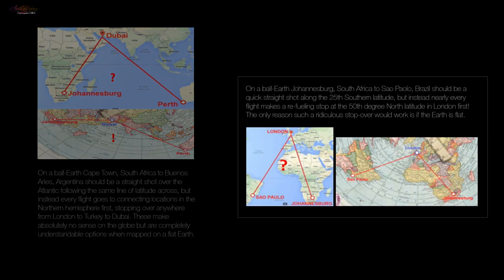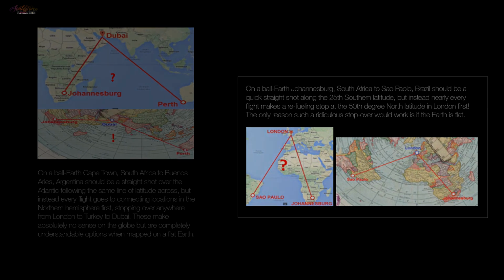On a ball Earth, Johannesburg, South Africa to Sao Paulo, Brazil should be a quick straight shot along the 25th southern latitude, but instead nearly every flight makes a refueling stop at the 50th degree north latitude in London first. The only reason such a ridiculous stopover would work is if the Earth is flat.